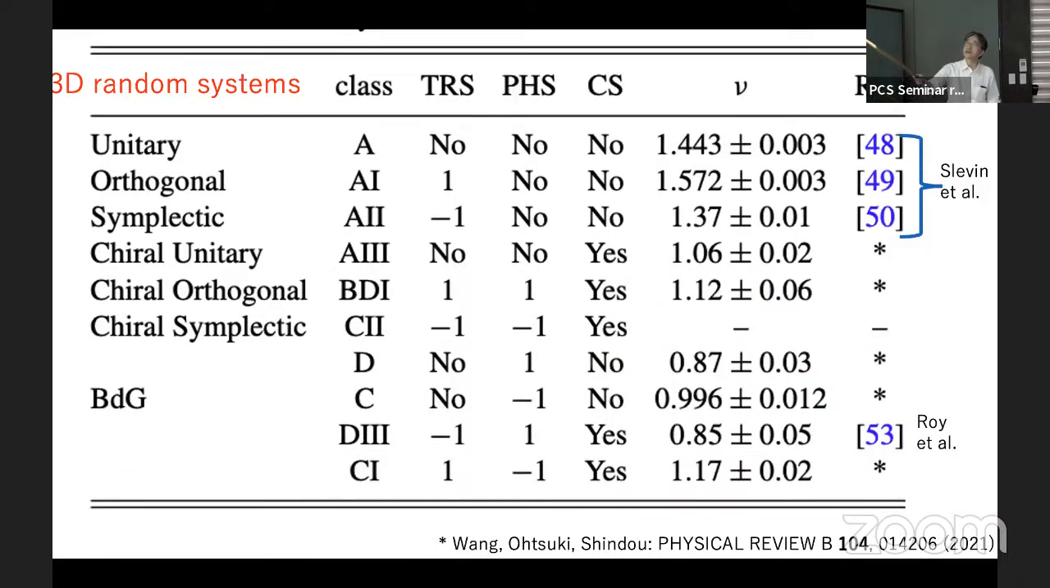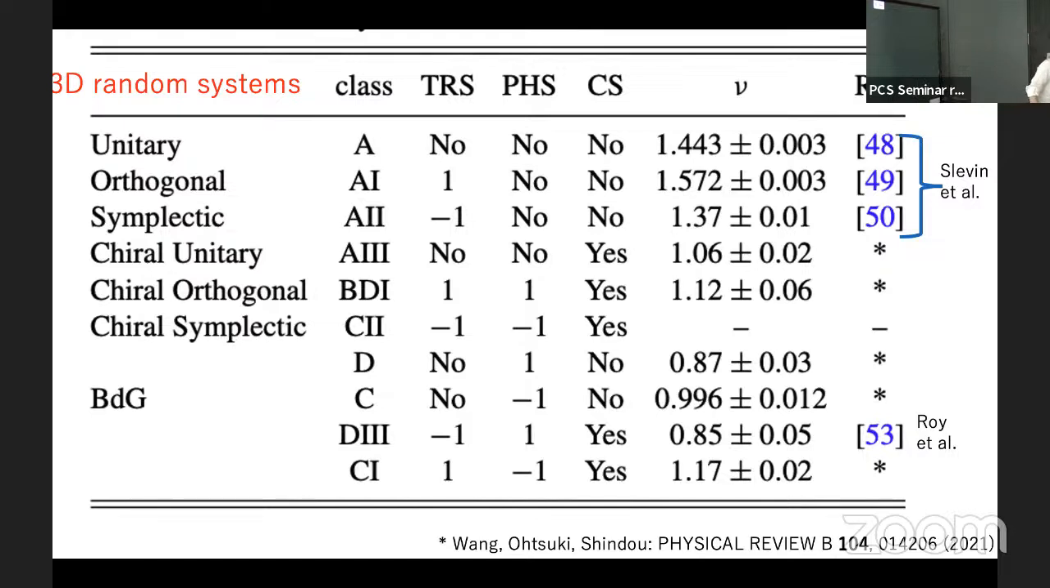Okay, and these are the results for the critical exponent. The first 3 of them, the 3 Wigner-Dyson classes, were estimated by one of the audience, Keith Slevin, and myself. And the other classes were recently estimated by Tomi Ohtsuki and myself. And class D is estimated by another group. But what I want to emphasize is that depending on the symmetry class, the exponent changes.